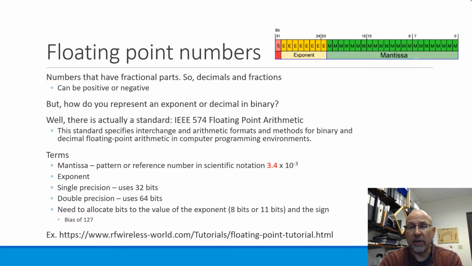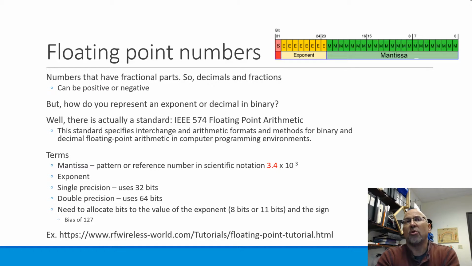So let's take a look at the little graphic up top there. That first bit, the one labeled S or colored in red, that is for the sign, and that works the exact same way that we've talked about before. The yellow E's are for the exponent value. And then the rest of the value is for the mantissa.